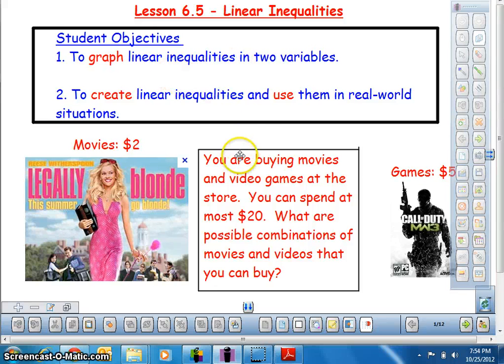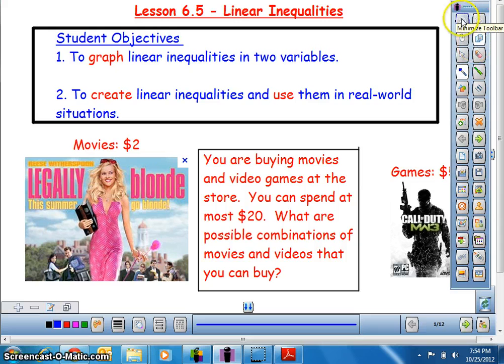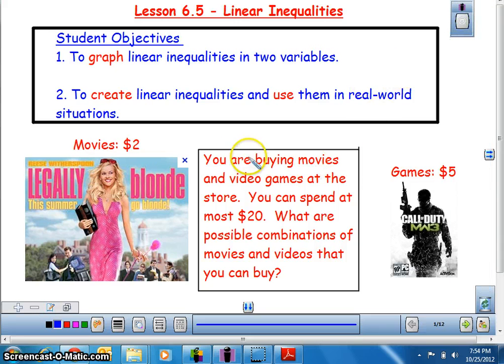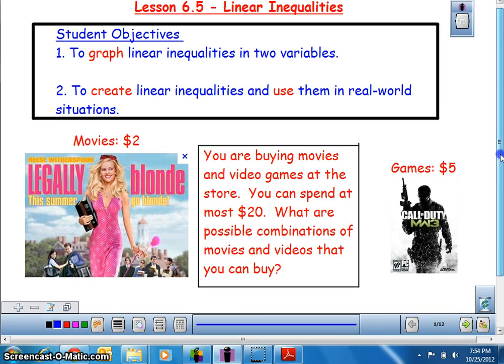Let's look at lesson 6.5. In lesson 6.5, we're dealing with linear inequalities. Up to this point, we've had linear equalities. We graph it and a linear inequality in two variables. We are going to use some real-world examples.